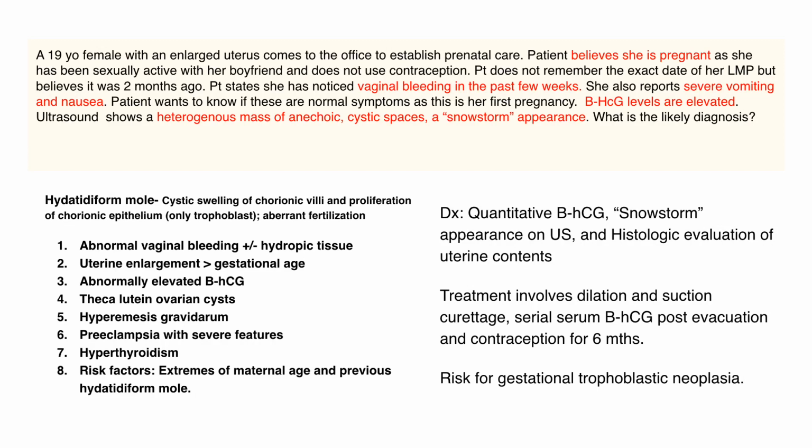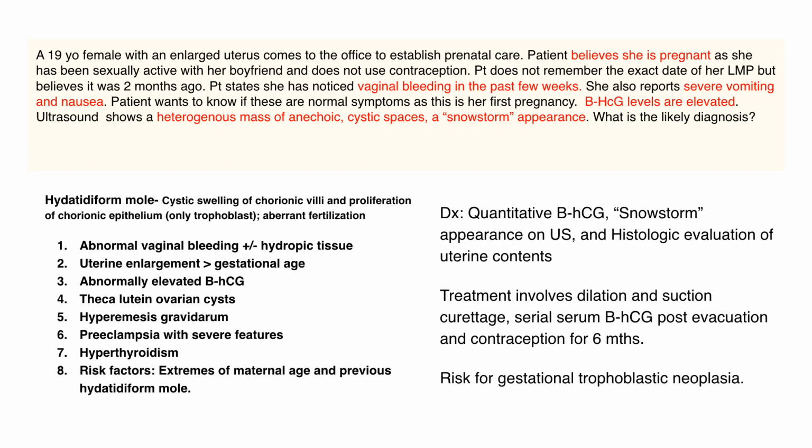Symptoms include abnormal vaginal bleeding or hydropic tissue, uterine enlargement that is larger than what the predicted gestational age would be, and abnormally elevated beta-HCG. Patients can also have theca lutein ovarian cysts, hyperemesis gravidarum, eclampsia with severe features, and hyperthyroidism. Risk factors include extremes of maternal age and previous hydatidiform mole.